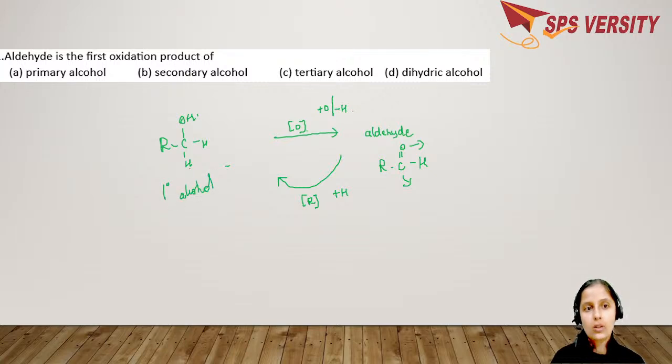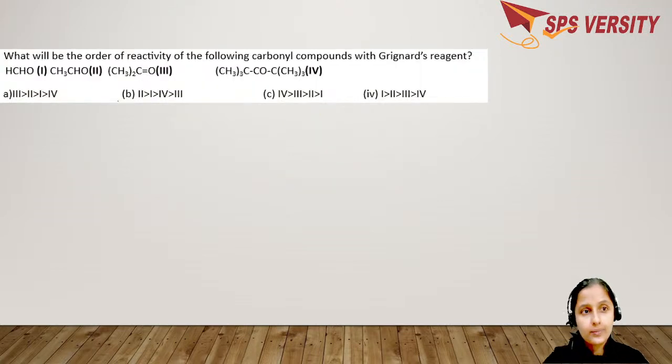So you are going to get the primary alcohol. If you take the secondary alcohol, you are going to get the ketone. If you take the tertiary alcohol, you're going to get the alkene. So the correct answer would be that aldehyde is produced from the oxidation of primary alcohol. We'll go to the next question then.